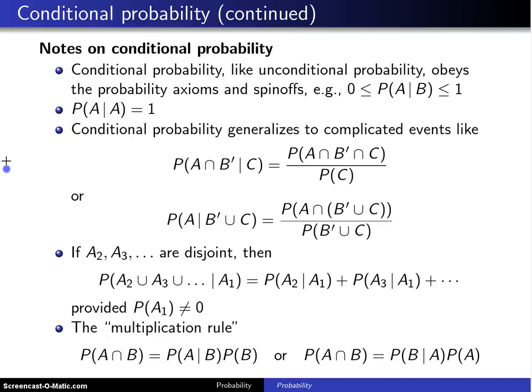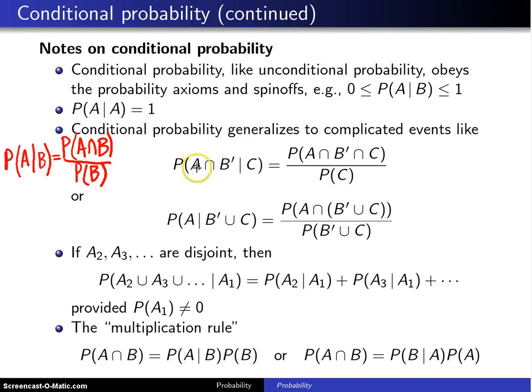Third, if you look at our definition of conditional probability, that is, the probability of A given B is the probability of their intersection divided by the probability of the given event B. It turns out the events A and B can become arbitrarily complex.